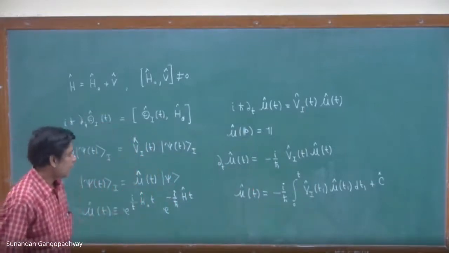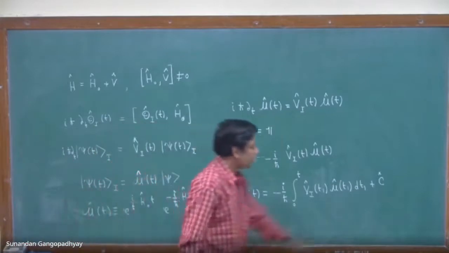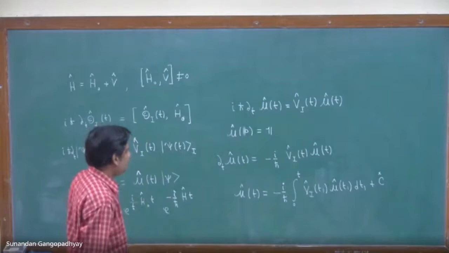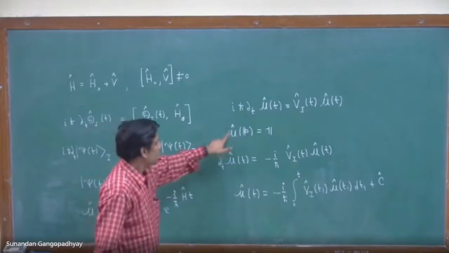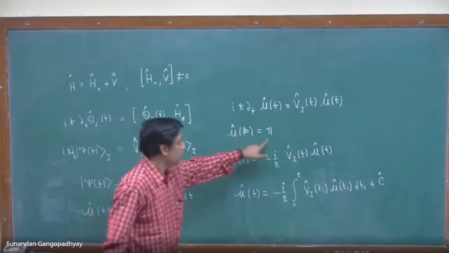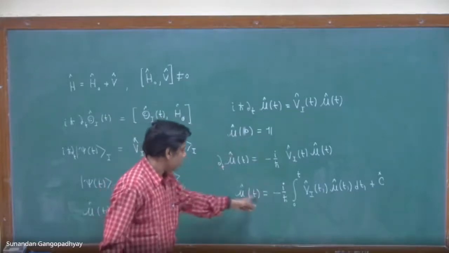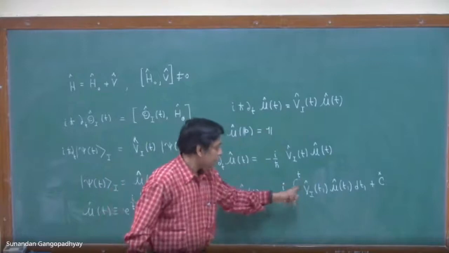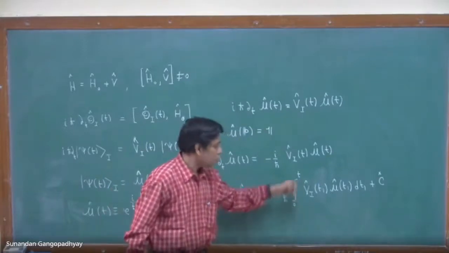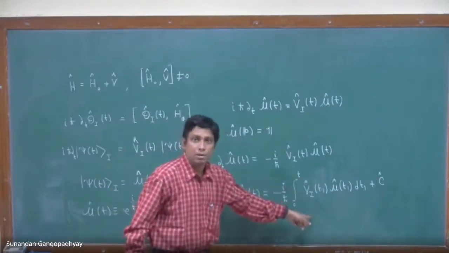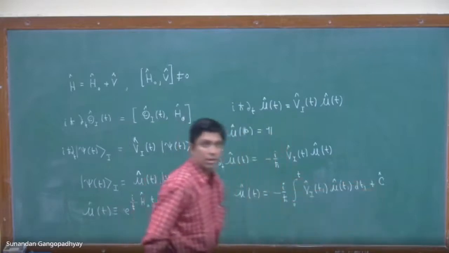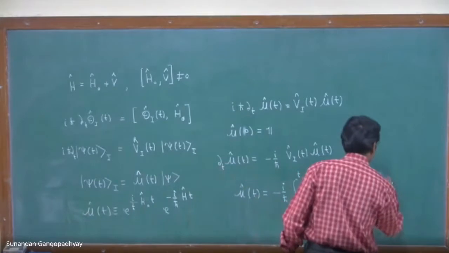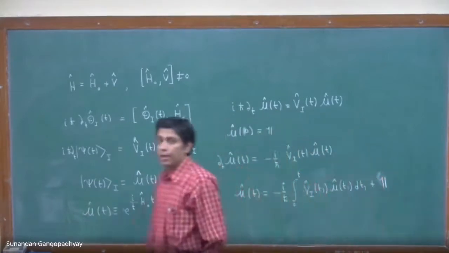And we can immediately find out the value of this constant operator by using this initial condition. Note that u hat at time t equal to 0 is the identity operator. So this thing at time t equal to 0 is the identity operator, and at t equal to 0, this integral runs from 0 to 0. So the value of this integral is also 0, and therefore the constant c gets identified to be the identity operator.